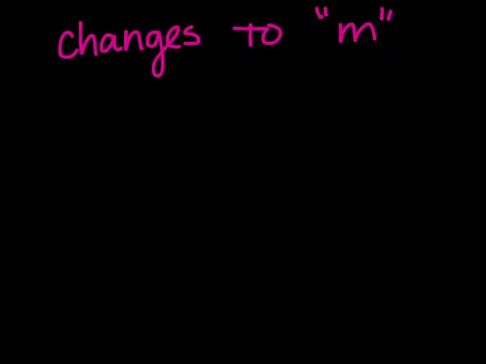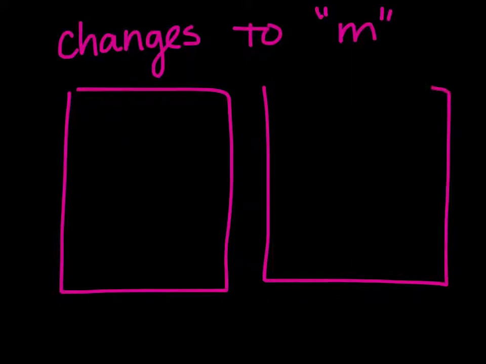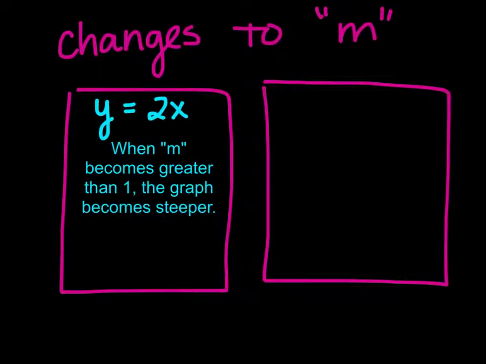So let's review that real quick. When we have changes to m, one of two situations can happen. We either have a new equation where the y becomes a whole number like we had in 2x. So therefore in this one, when m becomes any number greater than 1, the graph is going to become steeper than the original parent function. So again, that's when m is any number greater than 1. It's going to become steeper.